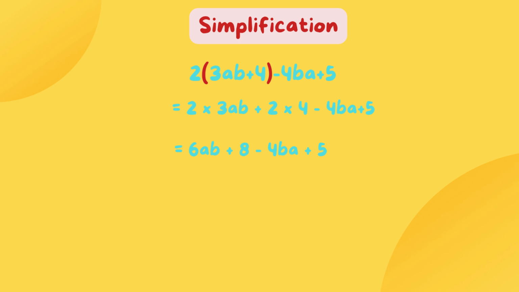Now we will identify like terms. Here 6ab and minus 4ba are like terms because they have the same variable and same power. Don't get confused with the order because order doesn't matter. Next, 8 and 5 are like terms because both are constants. Now we will group them: 6ab minus 4ab plus 8 plus 5. So 6 minus 4 is 2, 2ab, plus 8 plus 5 is 13. This is our final simplified expression.